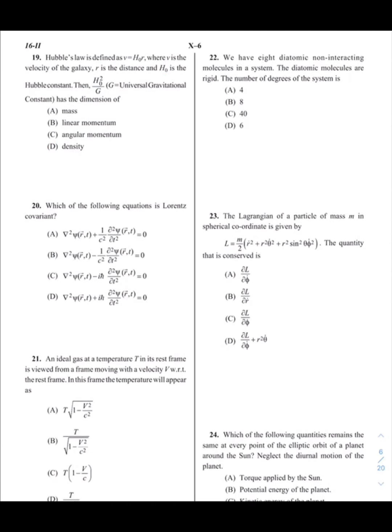Which of the following equations is Lorentz covariant? So option A is a wave equation. In relativistic notation, it is covariantly written as box of psi is equal to 0, where the operator box is given by d mu. So option B is the correct option.